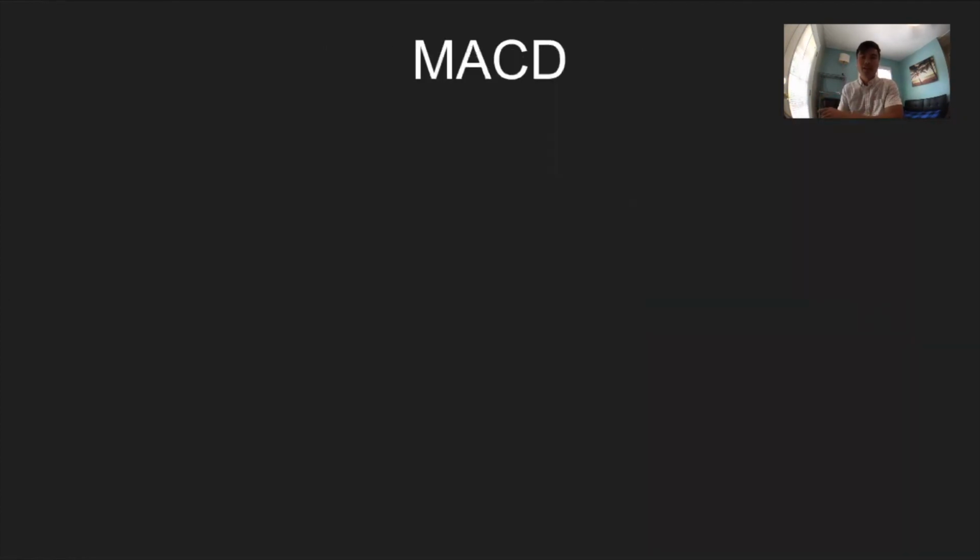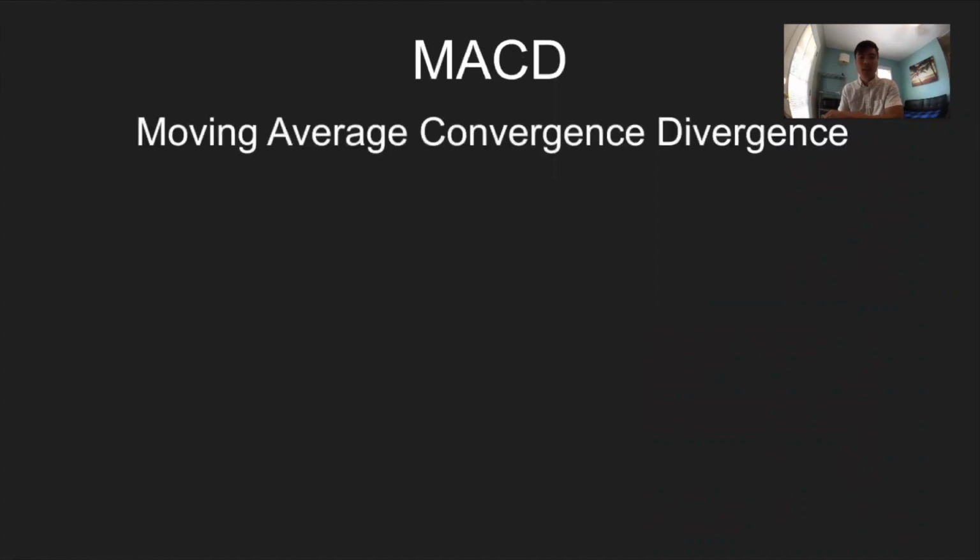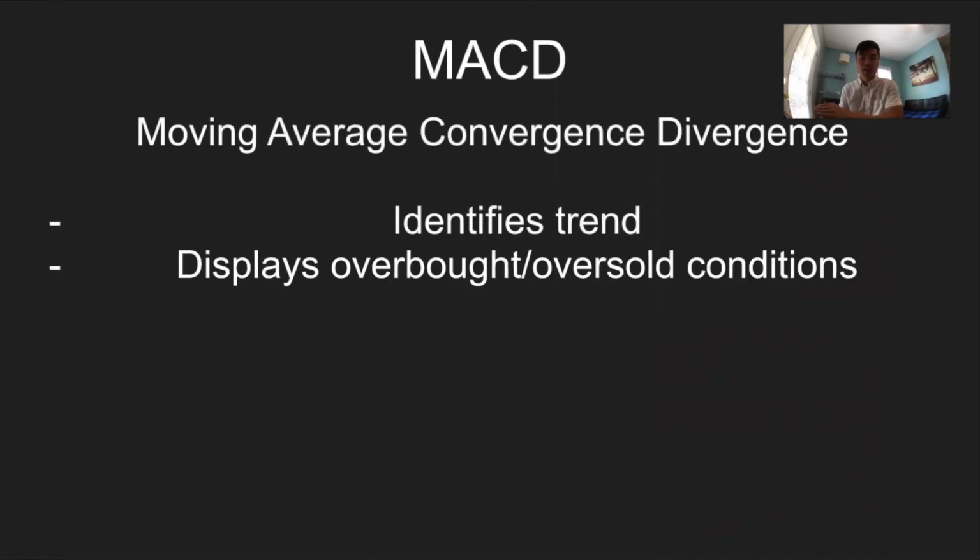So now on to the next thing. It's called MACD, which is very, very similar to the moving averages. In fact, it stands for moving average convergence divergence, which, what do we care about? We care that it identifies a trend. We care that it displays overbought and oversold conditions.